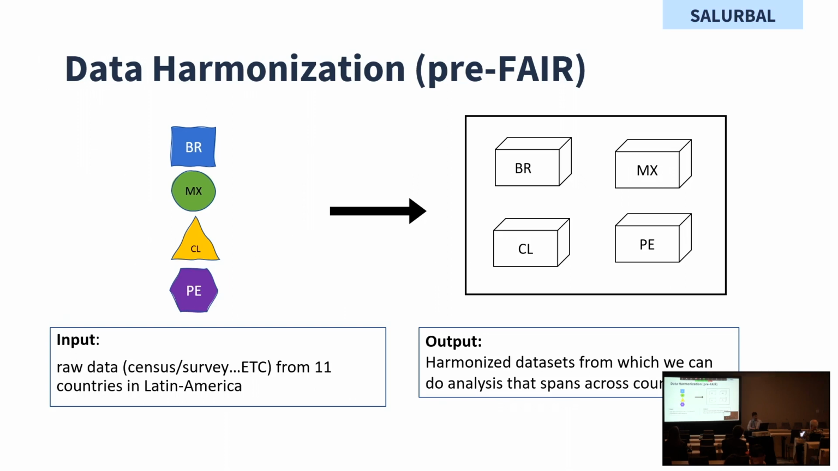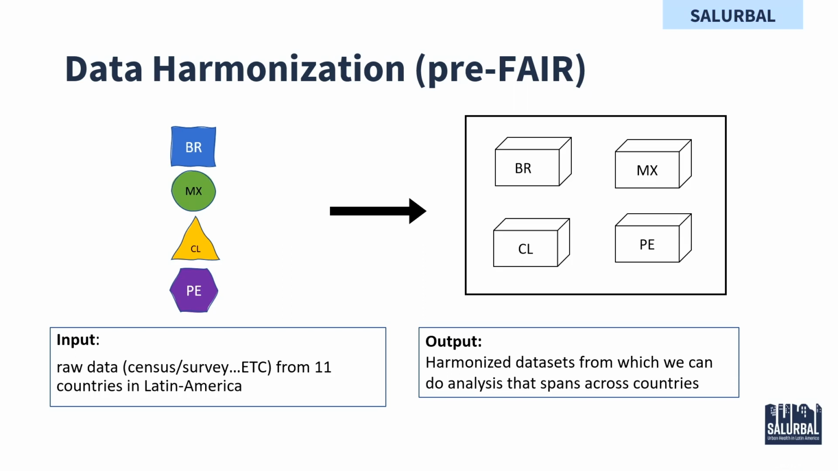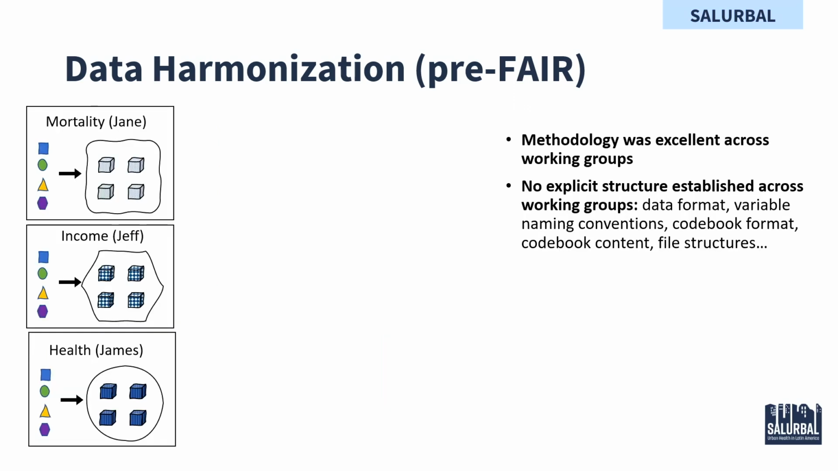So let's talk about the data harmonization first. The schematic is we start with individual input data, so raw data from the different countries that are differently shaped. For example, let's say this is census data from each of the countries: Brazil, Mexico, Chile, and Peru. Everyone's different, and the goal of Solar Ball is to harmonize them into a similar format and standard where we can actually do these analyses that span across countries.